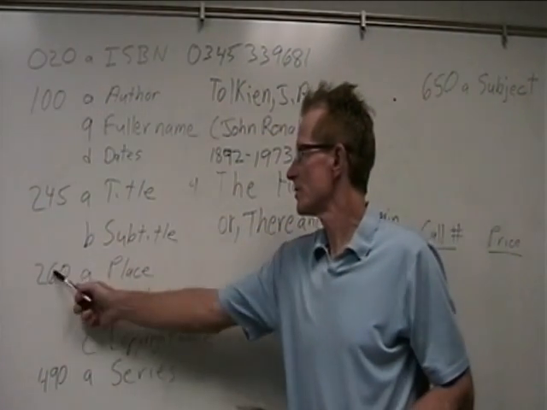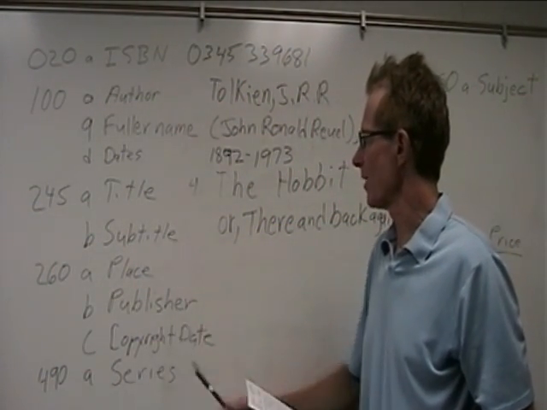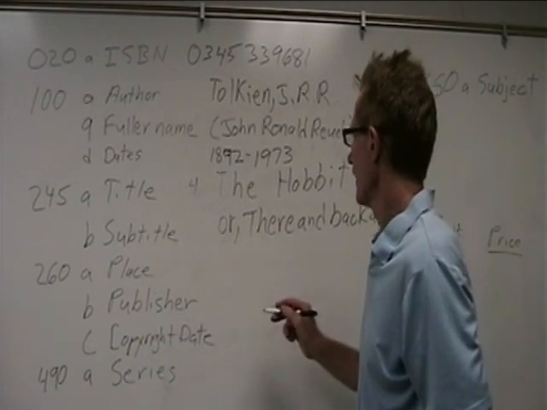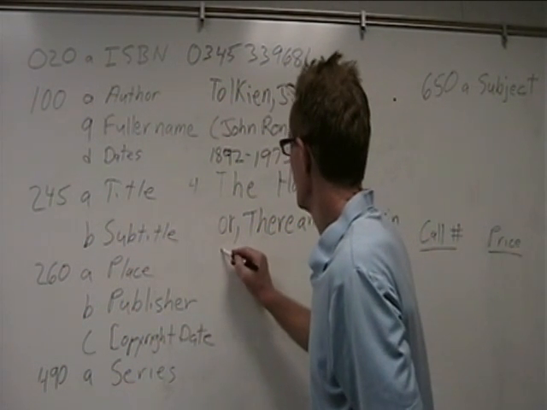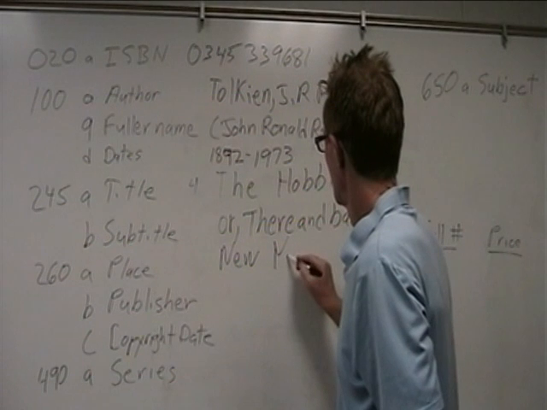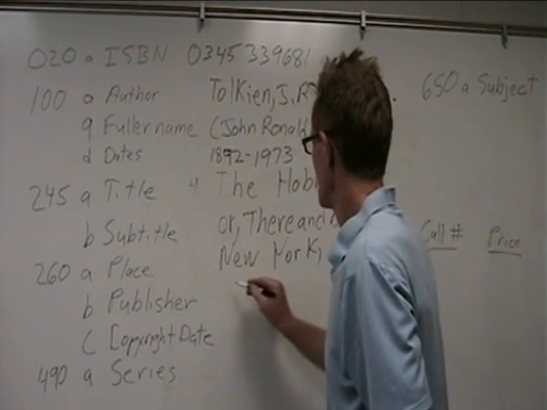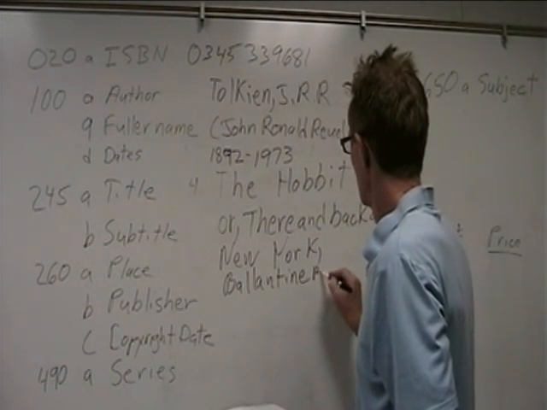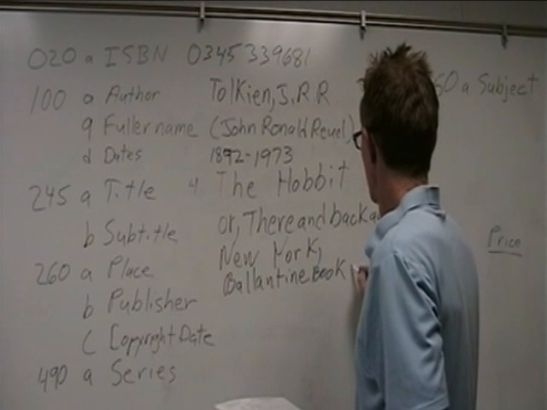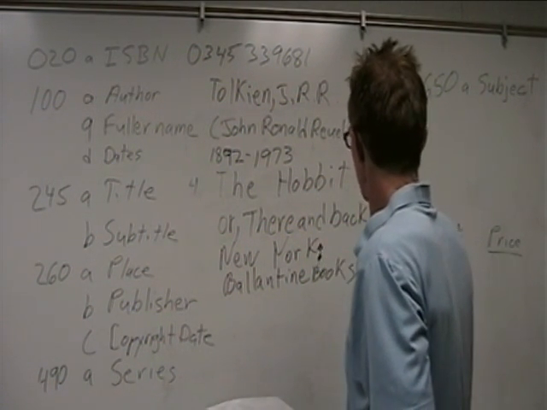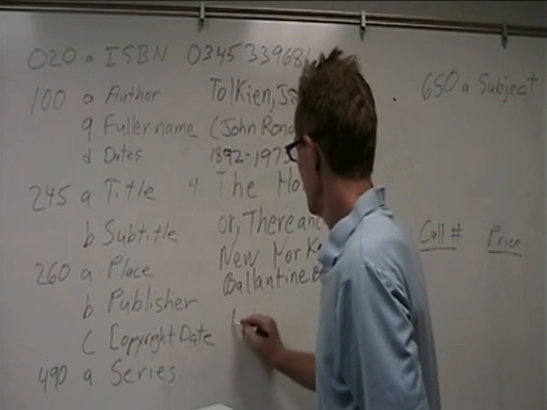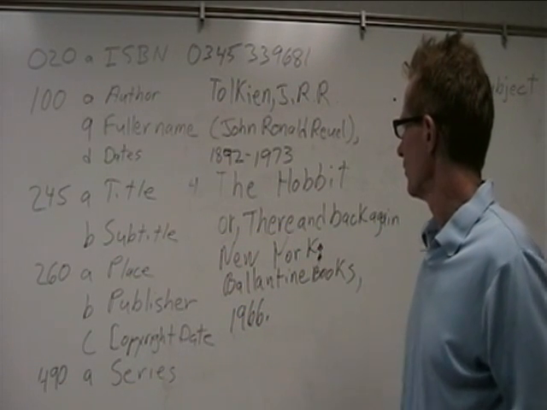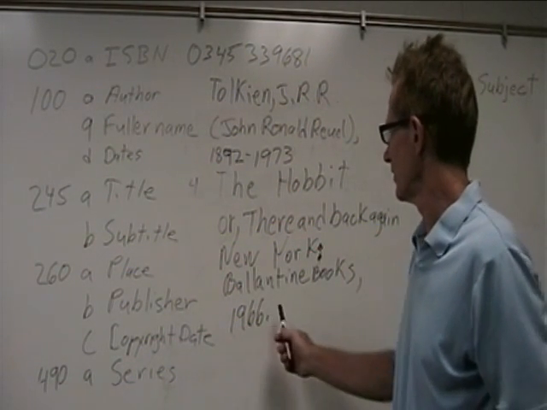Then we go down to the 260 field, place, publisher, copyright date, and you'll find the place and the publisher usually on the bottom of the title page. So the place here was New York. And it's Ballantine Books. Actually, that should be a colon. And the copyright date is 1966. Now notice I put in a colon here after New York. Ballantine Books, there's a comma, and then there's a period at the copyright date.